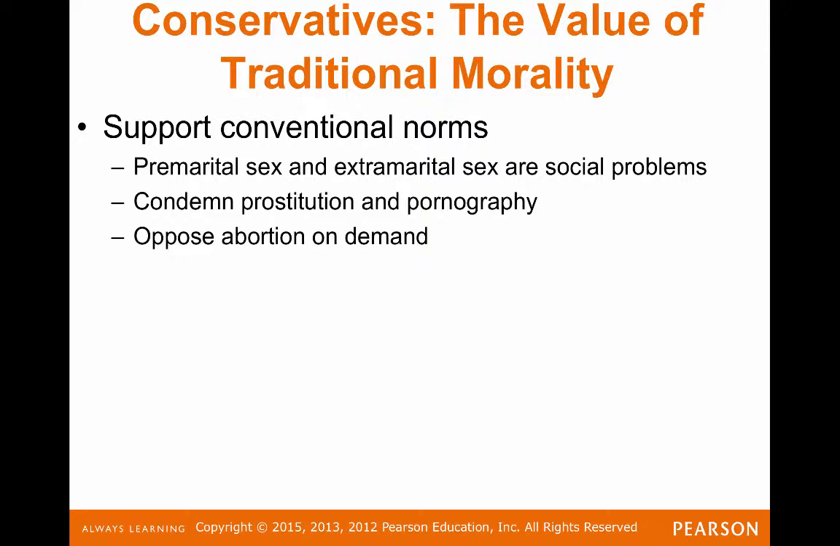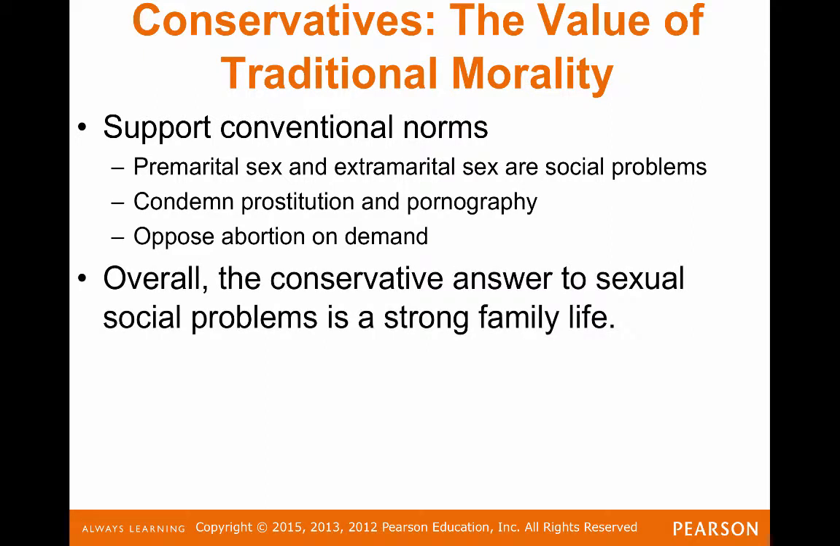They believe that premarital sex and extramarital sex are social problems that can lead to things like STDs or teen pregnancy. So they believe that you should be a virgin until you're married. They condemn prostitution and pornography because they violate the traditional standards of decency, and they consider them to be something that threatens marriages. They also oppose abortion on demand because they think that's going to give one person the power to end the life of another person.